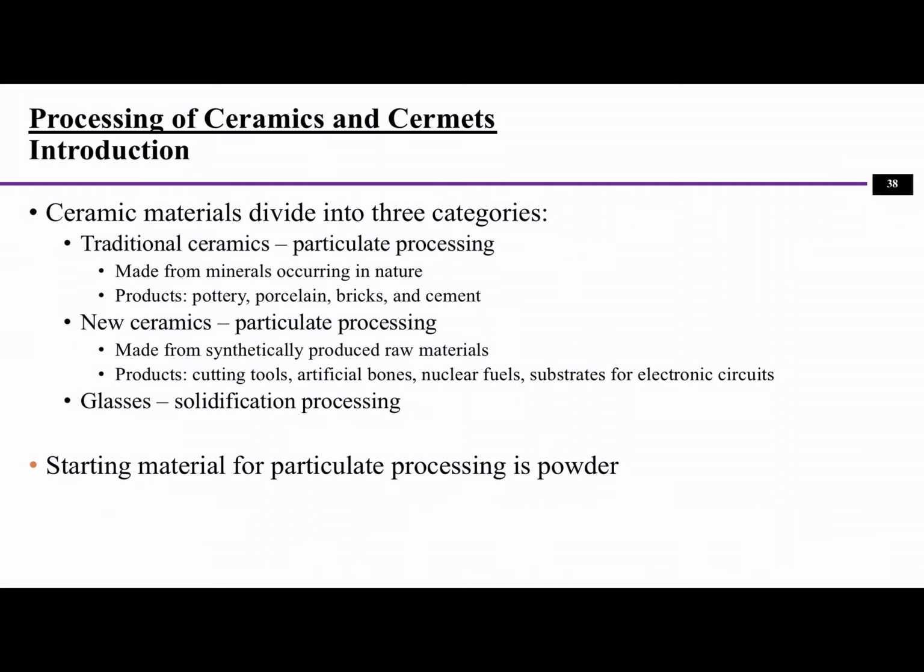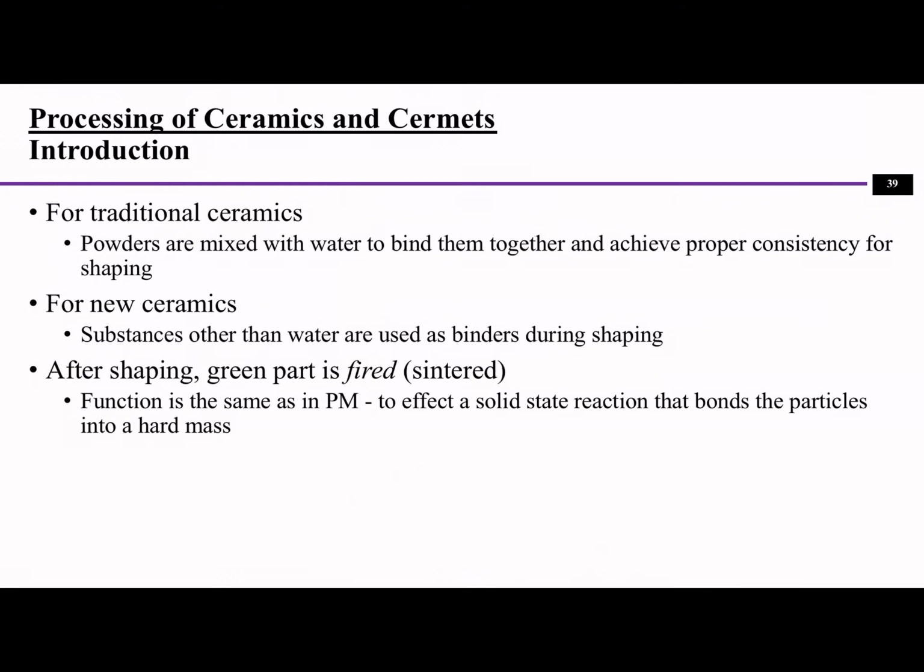The starting material for these processes is always powder. For traditional ceramics, the powders are mixed with water to bind them together and to achieve proper consistency for shaping. While for new ceramics, they're not using water. Instead, they are using binders in order to create the binding or shaping. After shaping, the green part also has to be sintered, because it's all particles, powders, so they have to be sintered in order to create bonding.